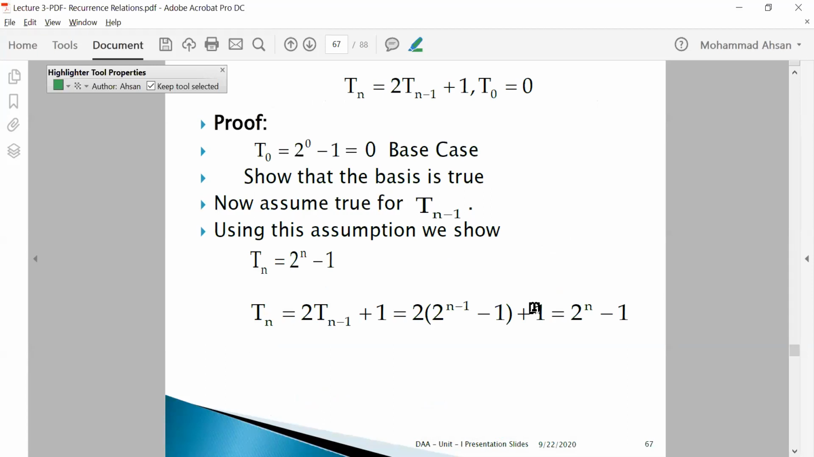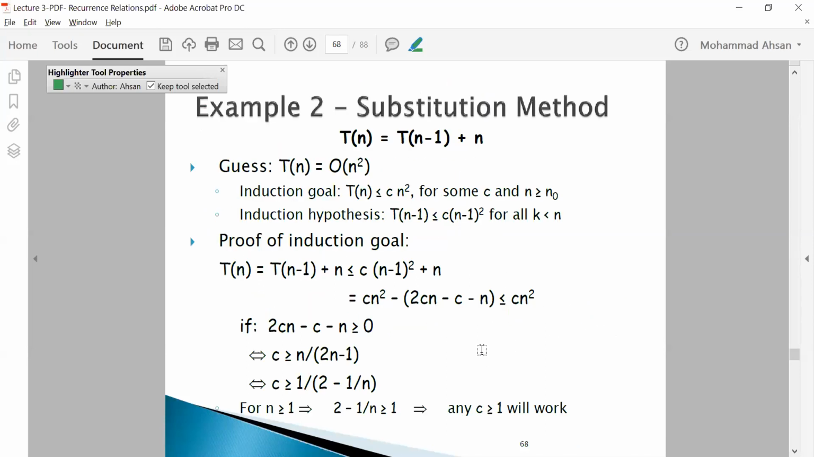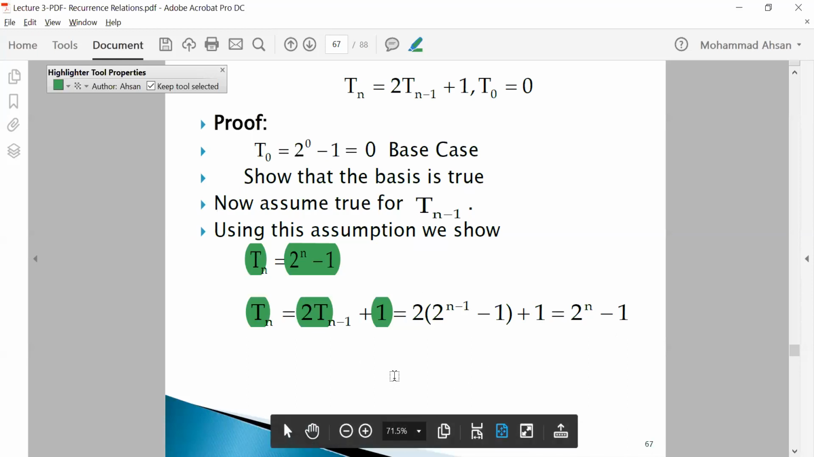So our base case is when n is equal to 0. 2 to the power 0 is 1, so base case is true. Now we assume that T(n) is true. If T(n) is true, then T(n) is equal to 2 to the power n minus 1. Then we have to prove T(n plus 1) is true. Your T(n) is 2T(n minus 1) plus 1. So when you substitute, you get 2 to the power n minus 1, right? That's fine.